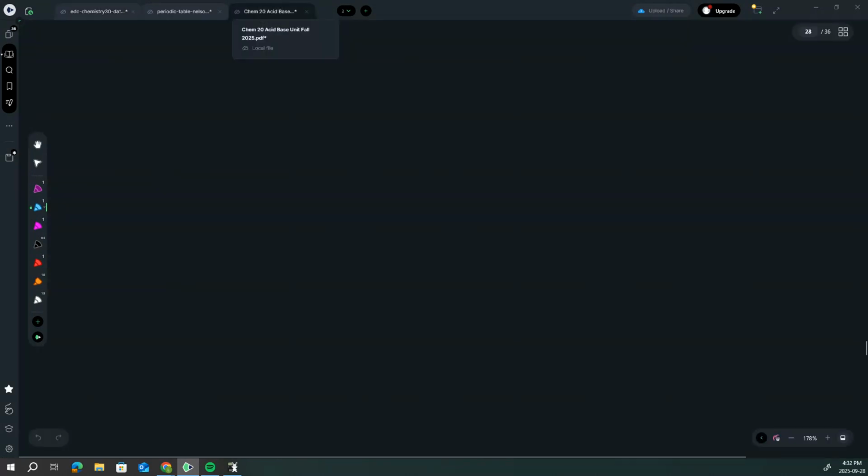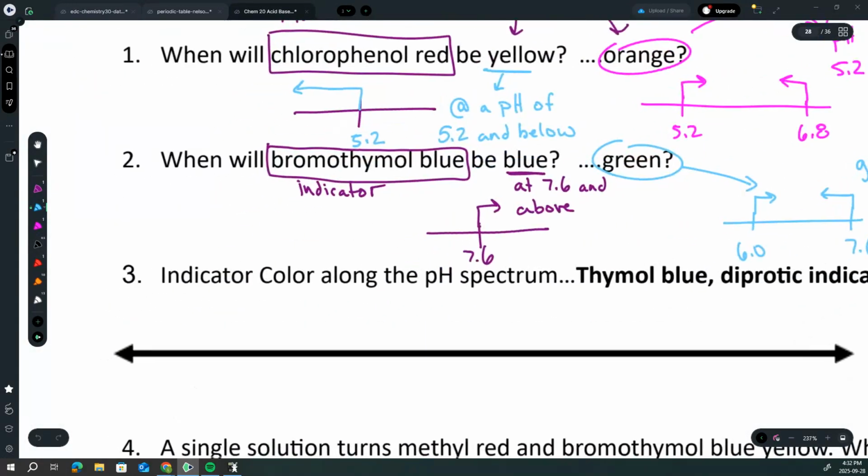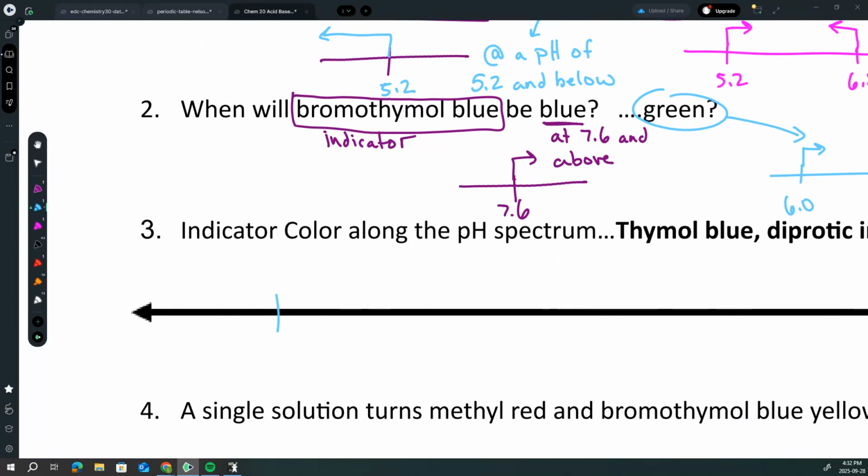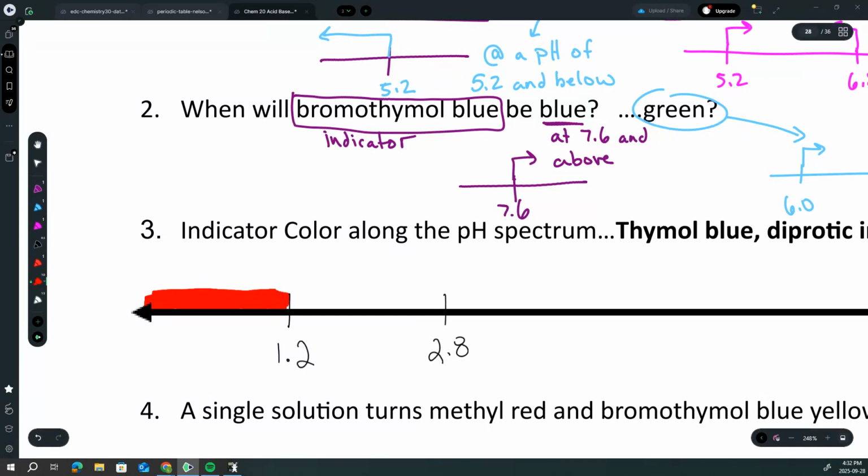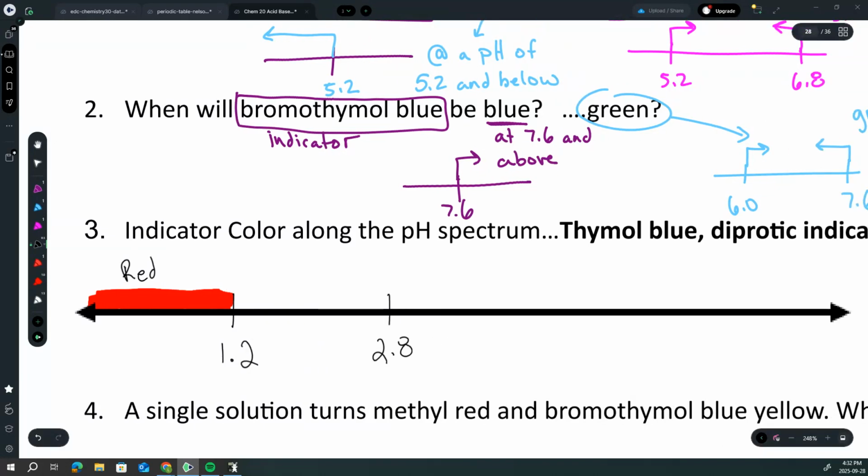So let's get that down. So let's use black here. So 1.2, and then our other number was 2.8. Okay, so it's going to be red below 1.2. So there we go. And then 2.8 and above, it's going to be yellow.